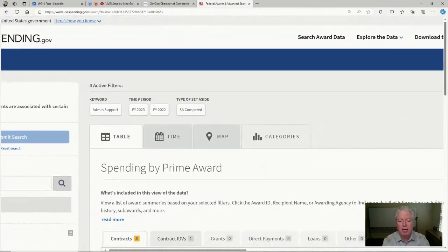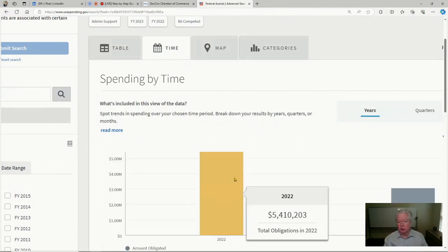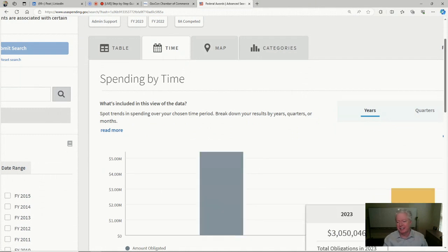You can change these times any way you want. So in here, the first thing I'm going to do is just go see the size. So there's like 5 million set aside. There's way more direct awards to 8A than there are set asides. But I can come in here and see there's just a few $1 million spend. And I'm just using that one term, admin support, right?